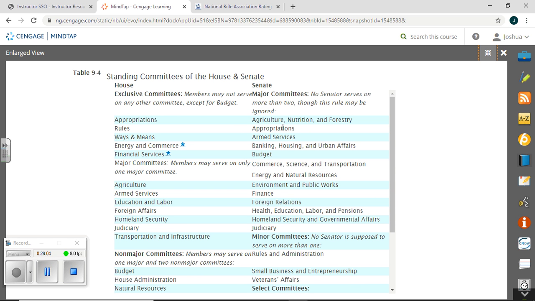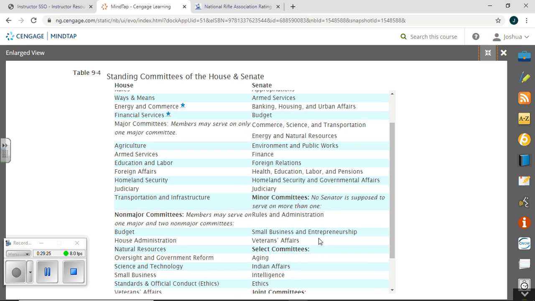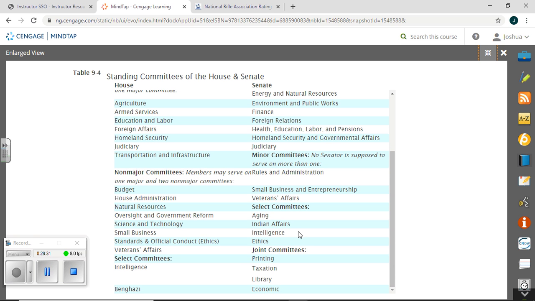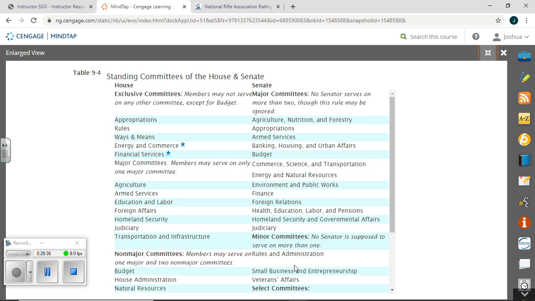Now, in the Senate, I love this. No senator serves on more than 2, although we can ignore that rule. Why do you have the rule if you just can ignore it? But as you can see, you have budget, foreign relations, judiciary, which I mentioned previously with Chuck Grassley, etc. Then you have these minor committees for senators where they can serve. The Senate has several other select committees. And then you have, as I said, the joint committees where you'll have senators and members of the House.